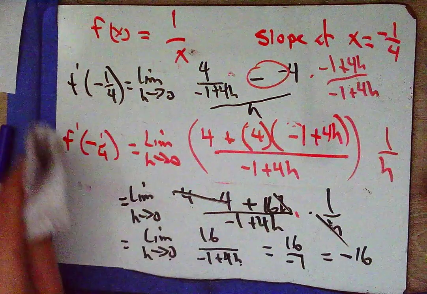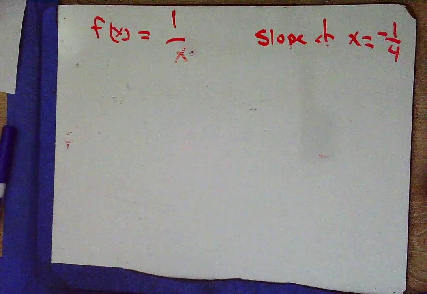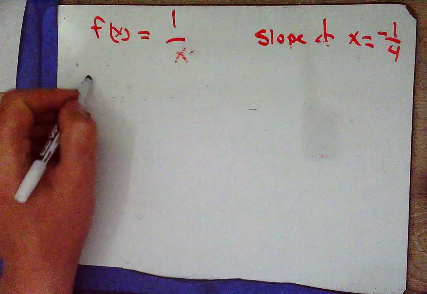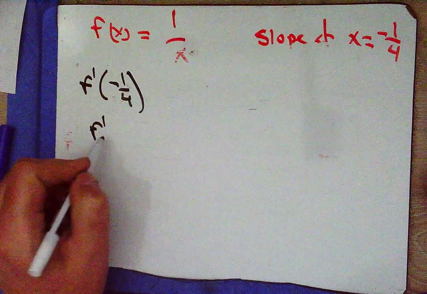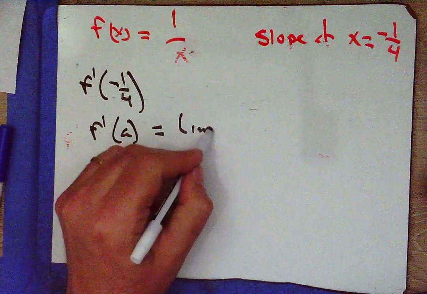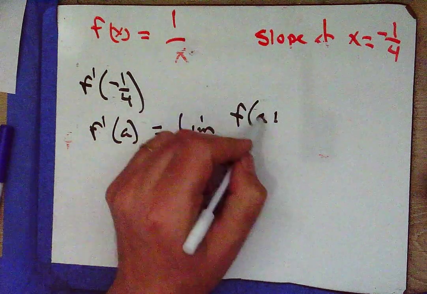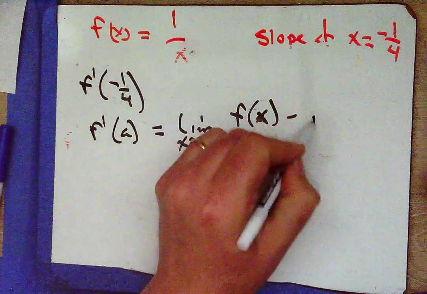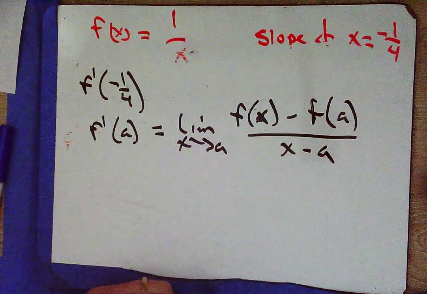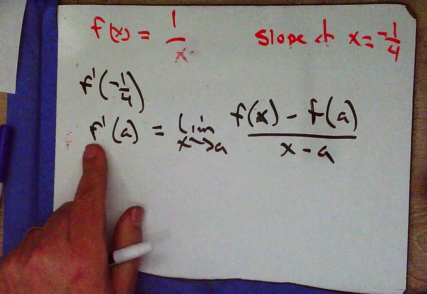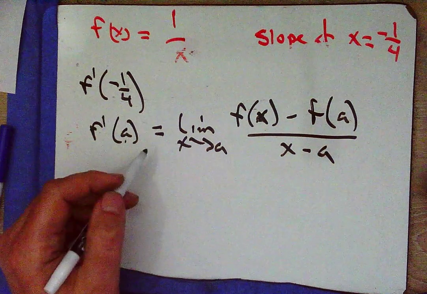So, wow, that was a pain in the butt. I'd rather find the general derivative. The general derivative was much easier. Well, that's true often, but not always. Let's take a look at finding f prime at negative 1/4 by using f prime of a equals the limit as x approaches a of f of x minus f of a over x minus a. We'll use this third definition of the derivative at a point. Okay, so if I want this, I have to replace the a's with negative 1/4.